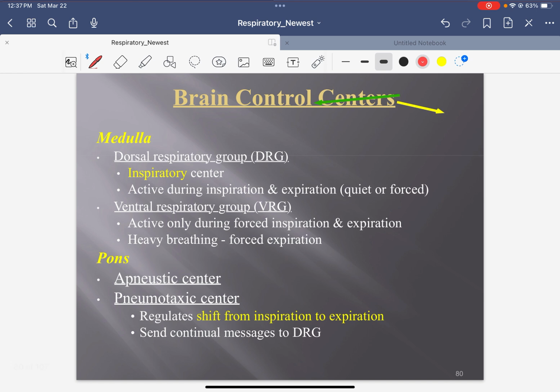Let me point out the main control center is the medulla. This is the primary control center. We get some help from the pons. Everything else here is extra. The primary respiratory control center is the medulla, with some help from the pons.